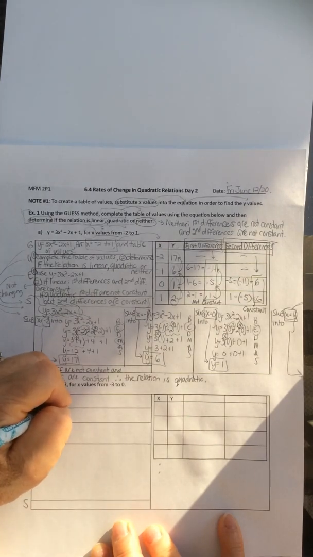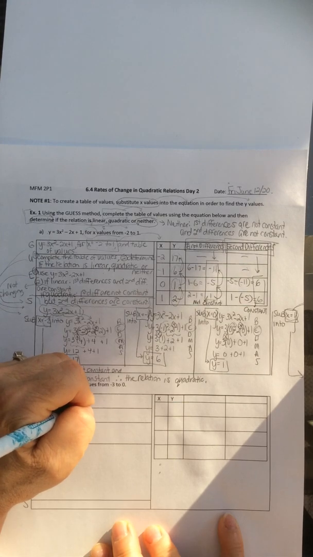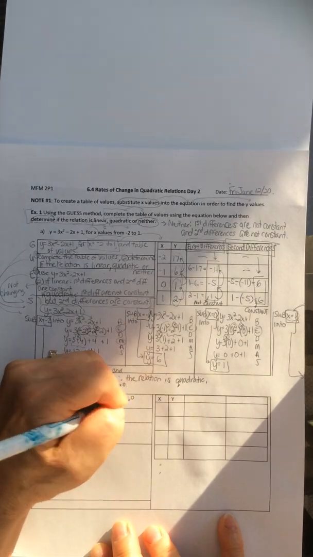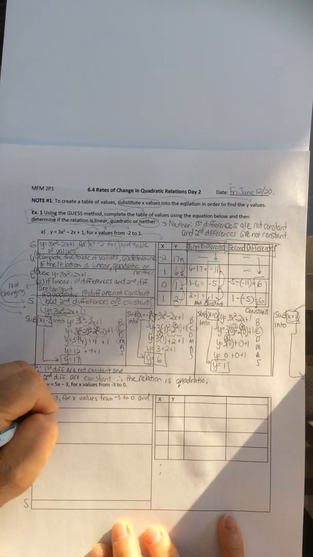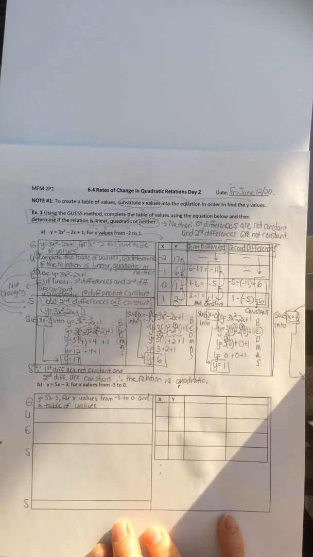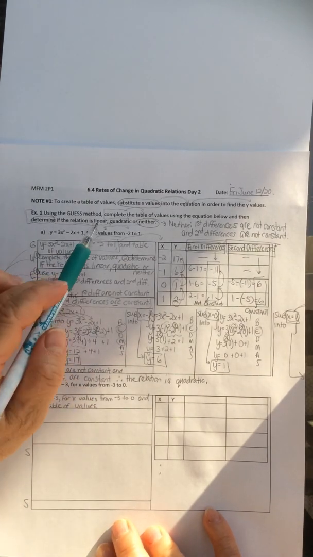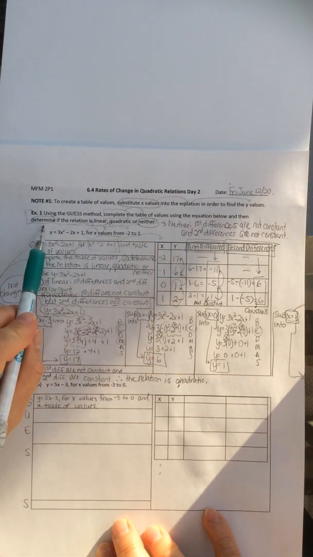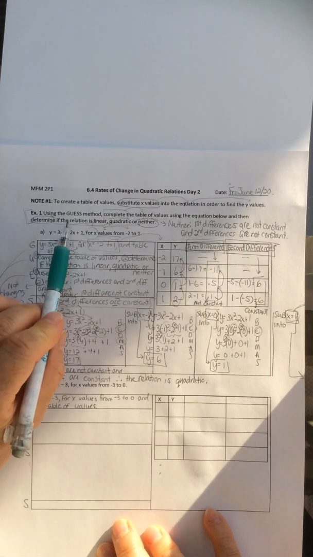What's been given? Well, we've been given the equation. Okay, we've been given 4 x values from -3 to 0, and we've been given a table of values. U, what's the unknown? We look for the verbs. Complete the table of values, okay, that's number 1, and then determine, that's the second verb, determine if the relation is linear, quadratic, or neither, okay?